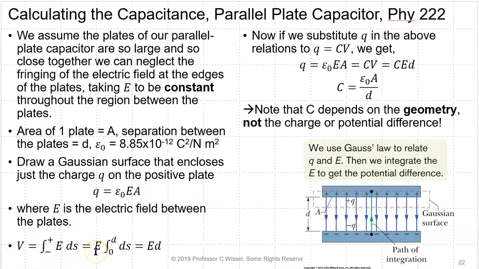And that equals, we can pull the electric field out because it's constant. So E times the integral from 0 to D of ds, and that is just E times D. Now you notice, this says that this field is uniform, V equals ED.